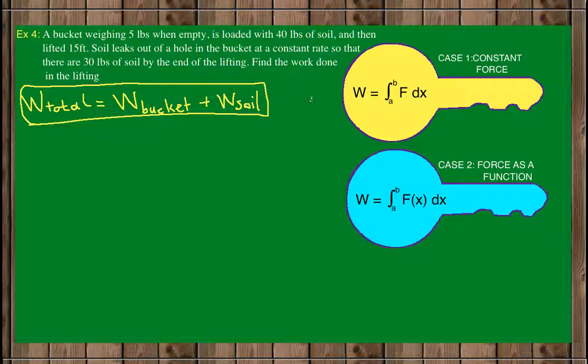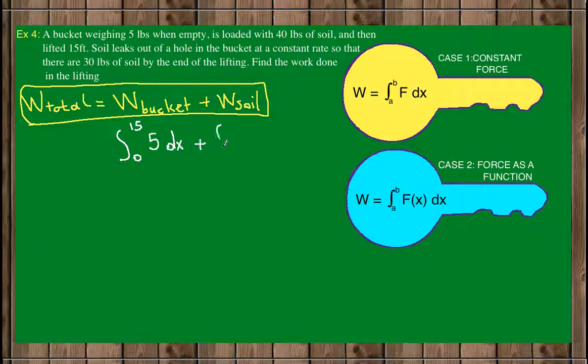So work bucket is integration from 0 to 15, because we're pulling the bucket up to 15 feet from the ground. And force is the weight of the object, which is 5 pounds, dx. And we don't need to worry about gravity because this is in pounds. If it was in kilograms, then we would have to multiply this number by gravity.